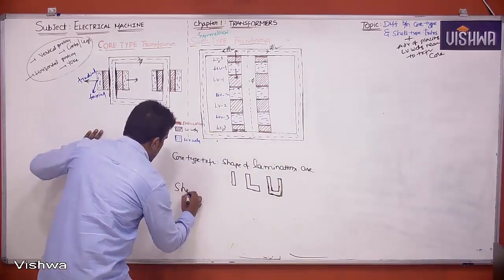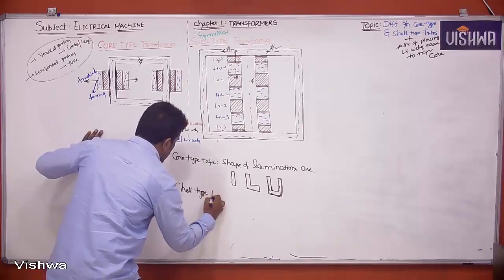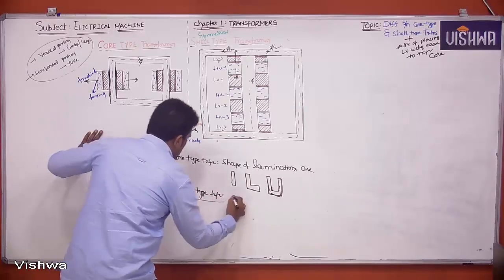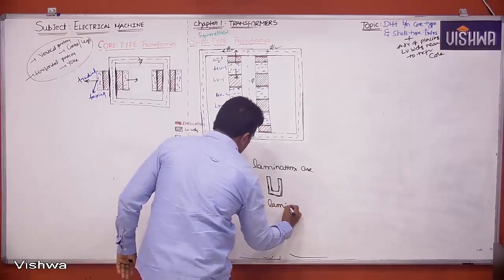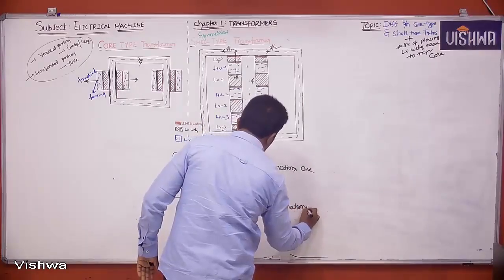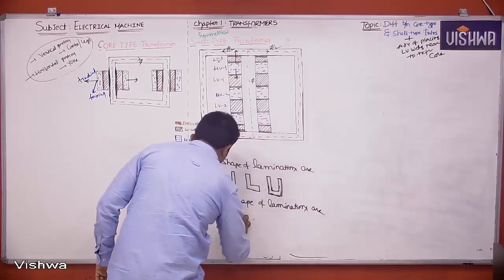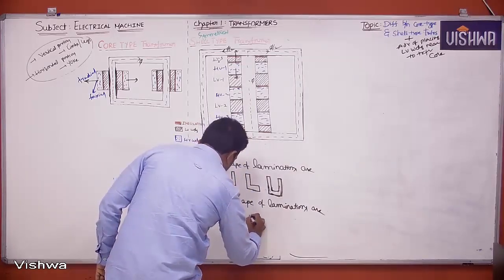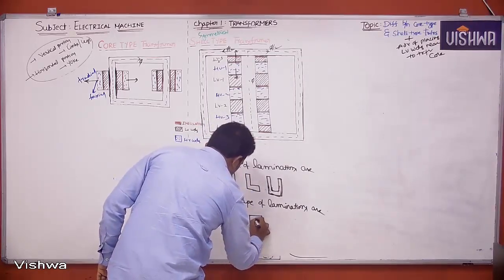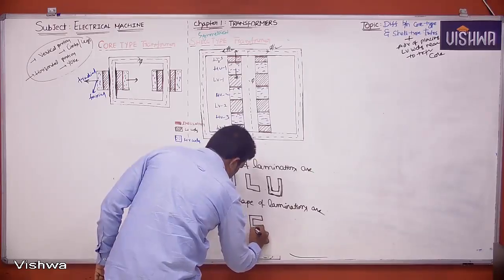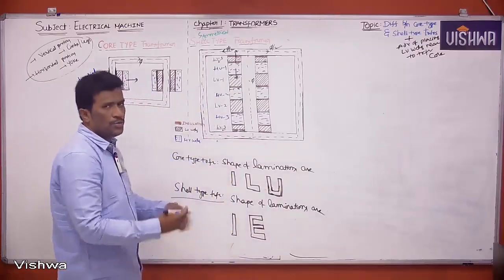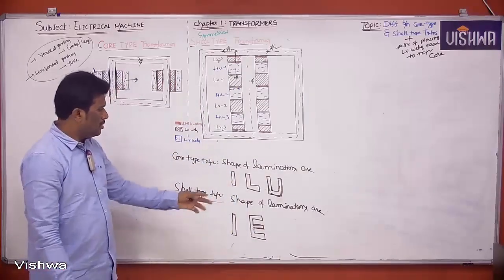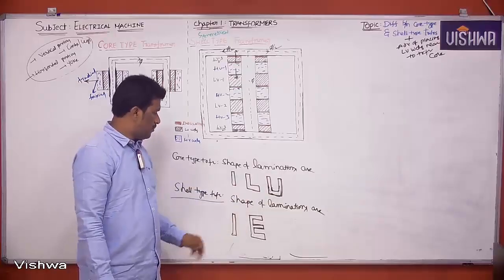Whereas in shell type transformer, the shape of laminations are I shape and E shape. Like the H shape, so many things are there. It's not necessary for us. So please note down I, L, U shape here, and I shape, E shape.